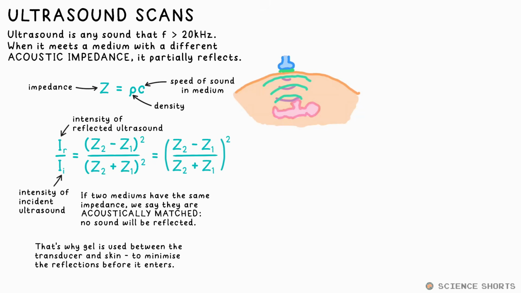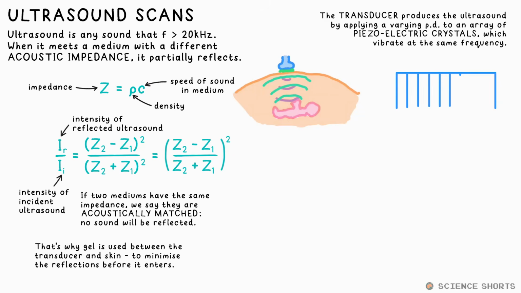The ratio of the intensity of reflected wave to incident wave is given by the difference in impedance squared divided by their sum squared. The transducer is what emits the ultrasound and detects the reflected waves. It consists of an array of piezoelectric crystals, crystals that change shape slightly when you apply a PD to them.